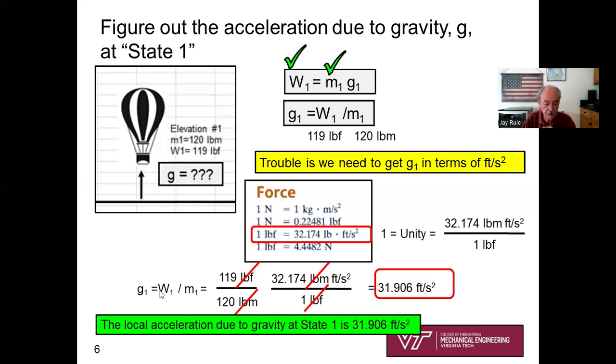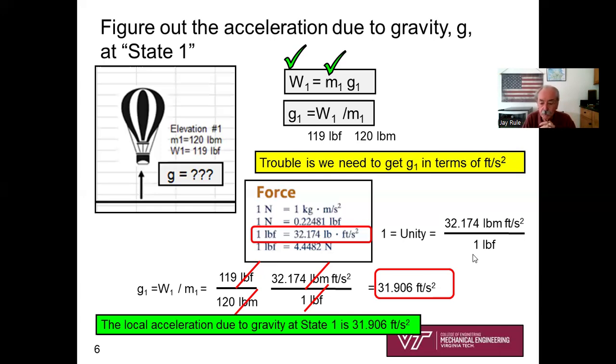With our units. So W over M, W, 119 pounds force, divided by M, 120 pounds mass. I'm going to put in unity, 32.174 pounds mass feet per second squared, divided by 1 pound force. And now visually, I can strike out units along with doing the calculations. Pounds force cancel, pounds mass cancel, and what I'm left with is feet per second squared. So I go to my calculator, I do my calculator work, and I've got my result to get 2/3 of the way through this homework problem.